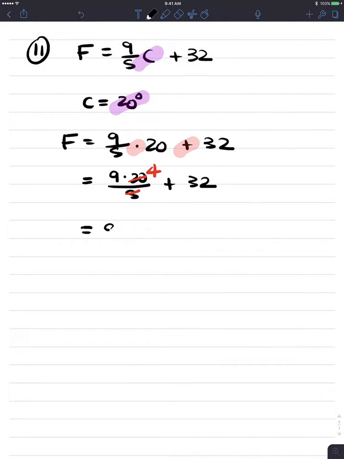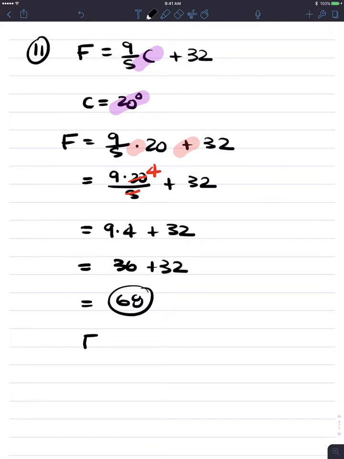If we notice the following, that 20 is divisible by 5 4 times. So we just simply have to take the 9 and multiply it with 4 and then add it with 32. Be sure to follow order of operation. Multiply first, and 9 times 4 is 36. 36 plus 32 is 68. So your Fahrenheit temperature is 68 degrees. This is our answer.